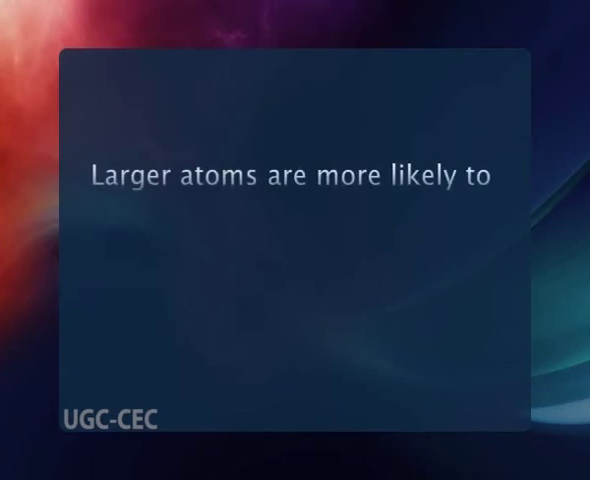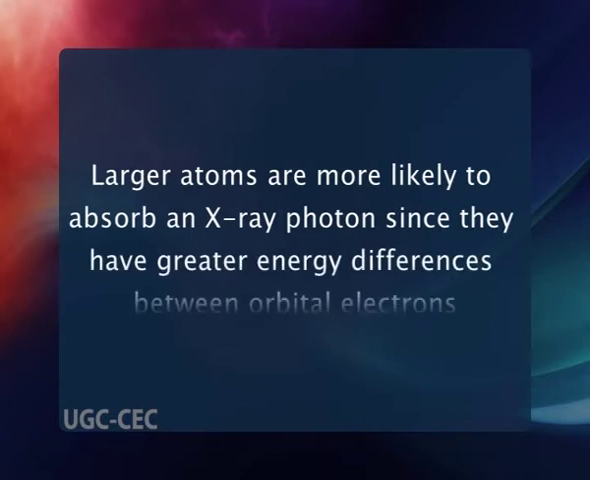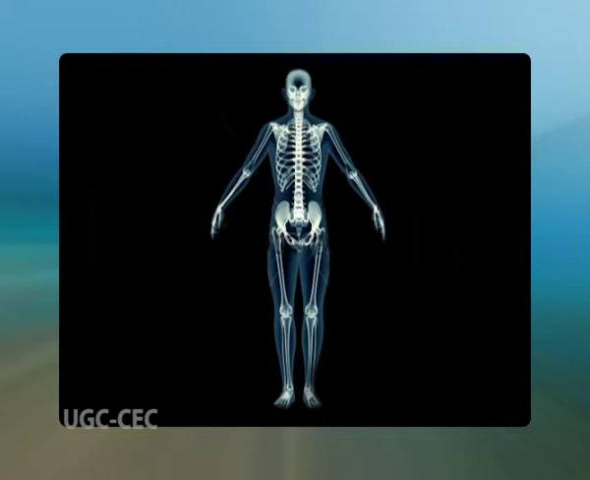Generally, larger atoms are more likely to absorb an X-ray photon since they have greater energy differences between orbital electrons. Soft tissue in the human body is composed of smaller atoms than the calcium atoms that make up the bone. Hence, there is a contrast in the absorption of X-rays. X-ray machines are specifically designed to take advantage of the absorption difference between bone and the soft tissue, allowing physicians to examine structure in the human body.